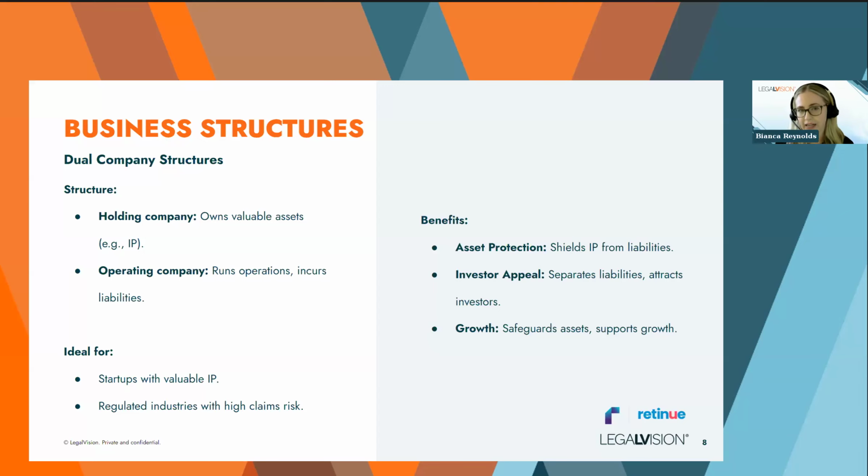So this is a really great structure for startups or small businesses who do have valuable intellectual property, such as source code, or those who do operate in highly regulated industries that involve more risk to help you protect those assets. It's also a great structure for growth because it's attractive to investors so that they can ensure their investment is protected in the company that owns the assets compared to the one that actually incurs the day-to-day risk in the business.